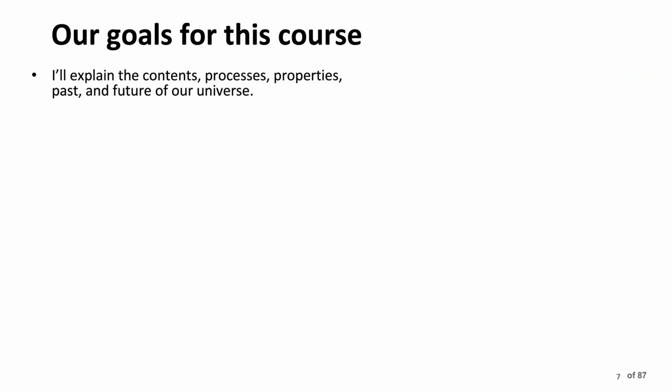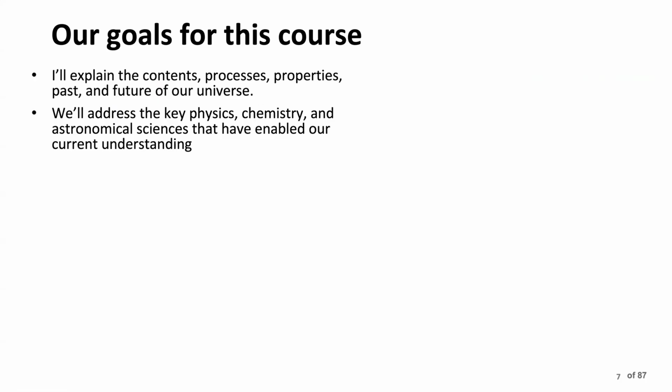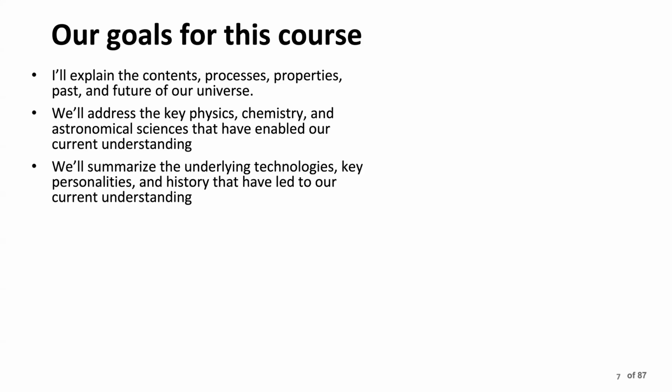So the goal is at the end of the class, you should understand the content of our universe, the processes that dictate how the universe evolves, the properties of these components, the past properties of the earlier universe, and the likely future of the universe. I'm going to introduce you to the science that underpins our knowledge, which includes primarily physics, chemistry, and a variety of astronomical sciences, and we'll talk about those some today.